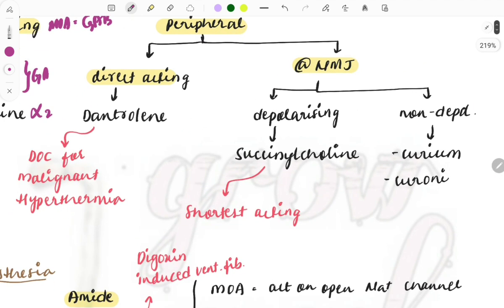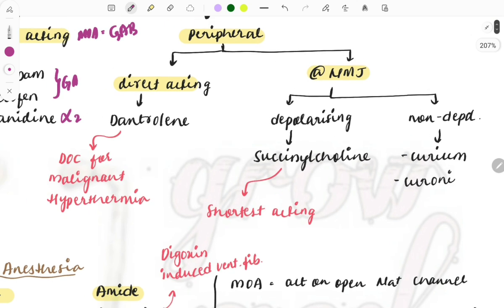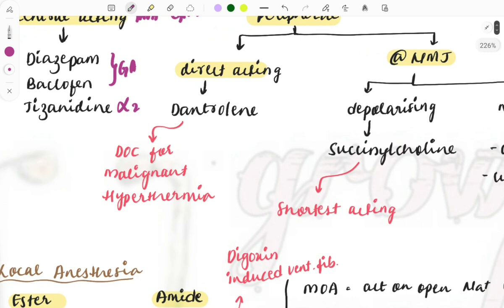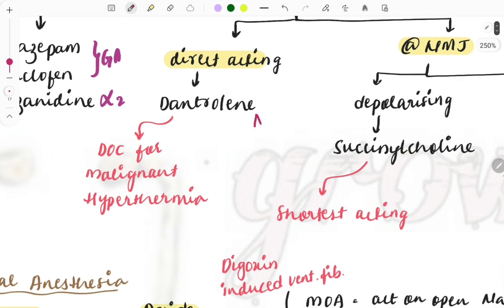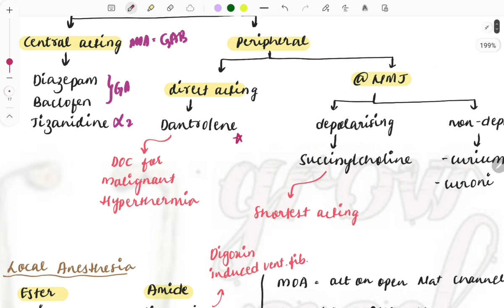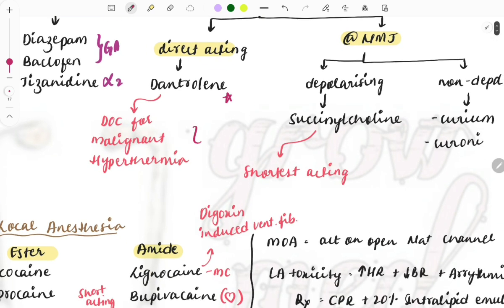Then the peripheral drugs are classified again into directly acting drugs and drugs which act at the neuromuscular junction. The directly acting one is dantrolene, and this one is a must do topic. Dantrolene questions have been asked frequently, and this is the drug of choice for malignant hyperthermia. Remember, for malignant hyperthermia the drug of choice is dantrolene.